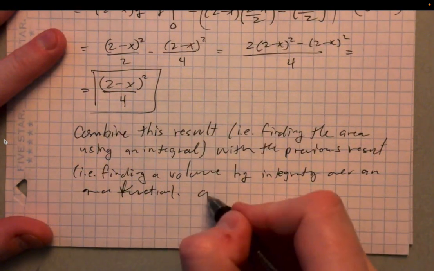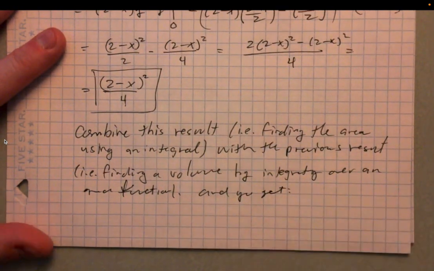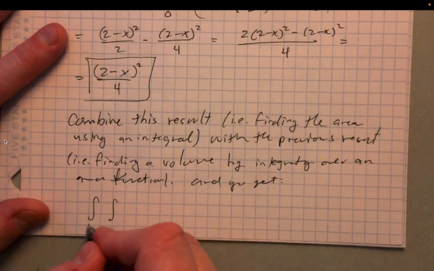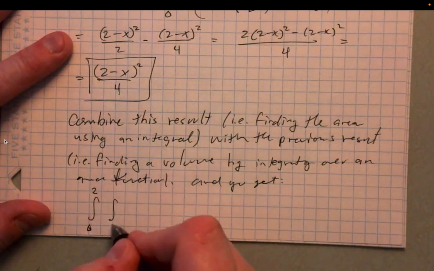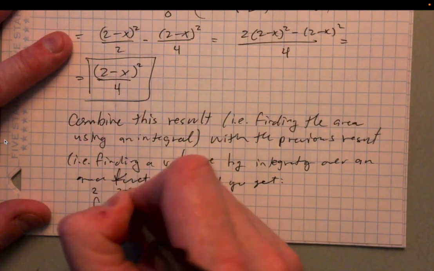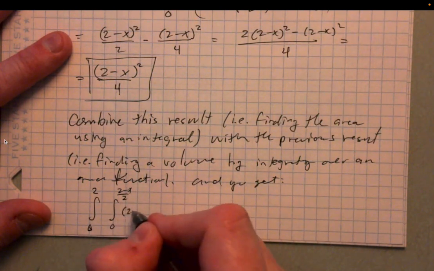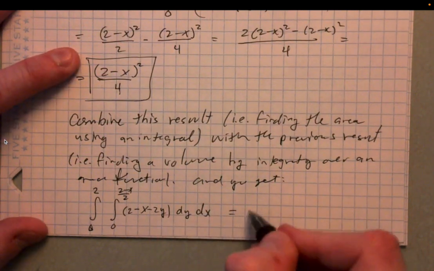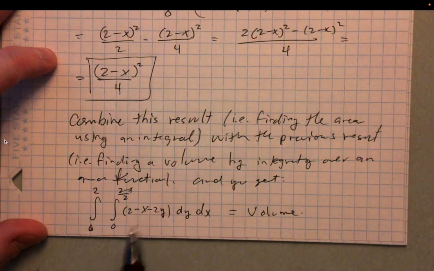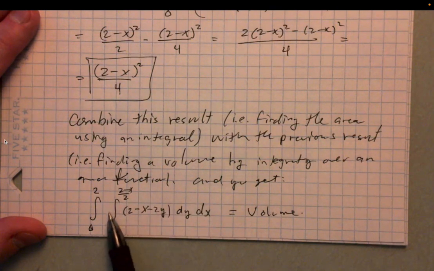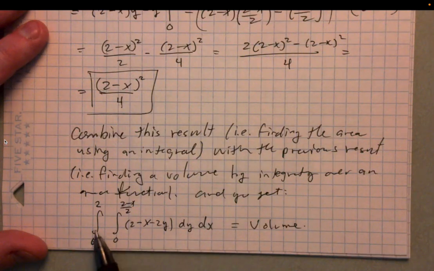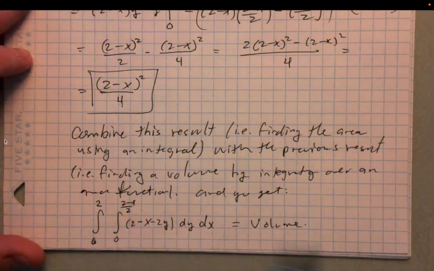What do we get? Well, what we get is this iterated integral. The integral from 0 up to 2, and then from 0 to (2 minus x) over 2, and then the function itself, 2 minus x minus 2y, and then dy dx. This is equal to the volume. Obviously this inside one is the one we just did. So we know when we integrate this inside integral, we're going to get this. And then when we integrate this with respect to x from 0 up to 2, we're going to get 2/3.